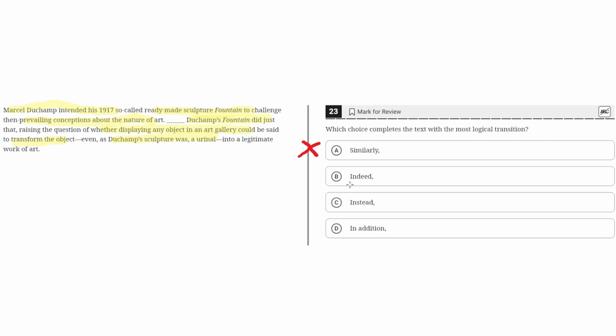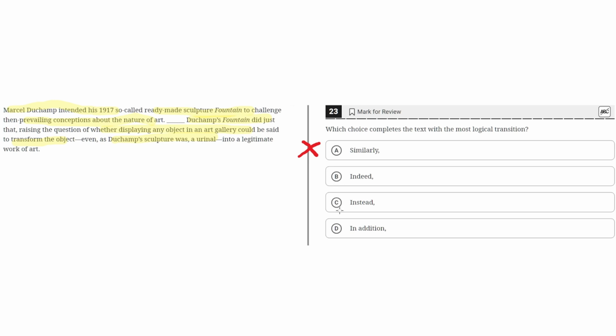B. Indeed. This seems to be the correct answer because indeed properly shows how the second sentence offers support for the first sentence, where it says that indeed Duchamp's Fountain did just that. So because this makes sense both grammatically and logically, B seems to be the correct answer.